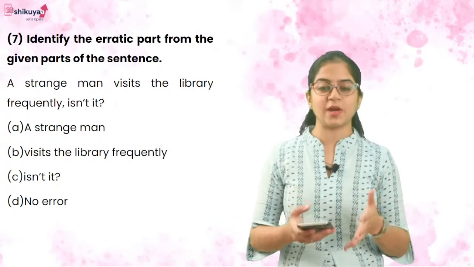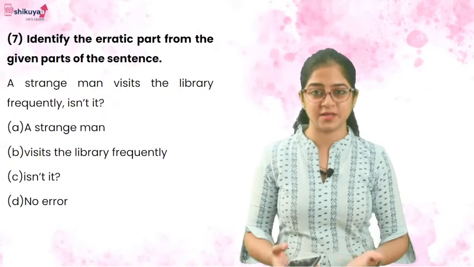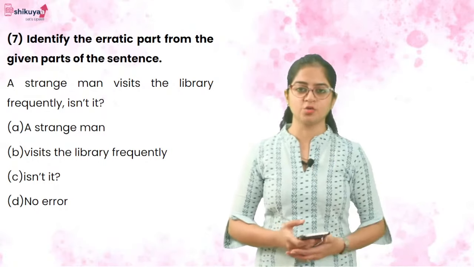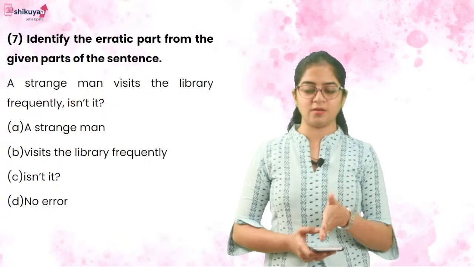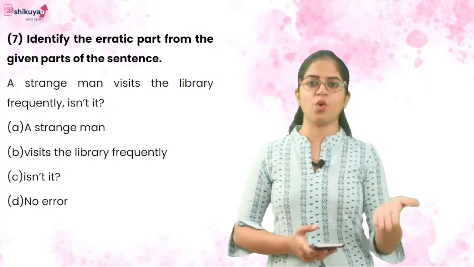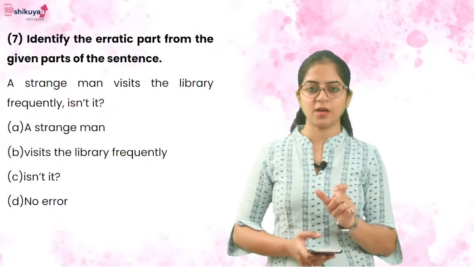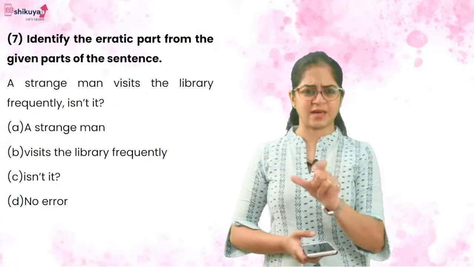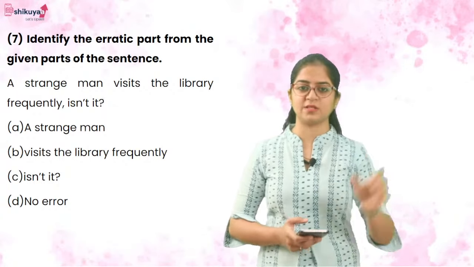Okay. A strange man visits the library frequently, isn't it? Again, this is a tag question. Come on, check according to the rules which I have just explained to you. A strange man visits. Okay, so this is a positive sentence, right? So we want a negative tag, right? So obviously here it is negative, isn't it? But is it correctly used? Is it suitable to the given sentence?